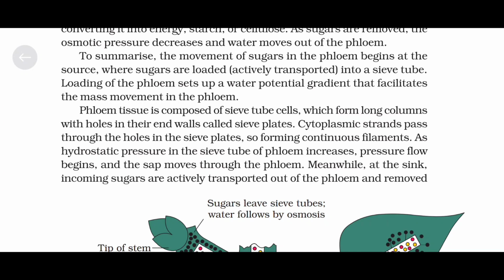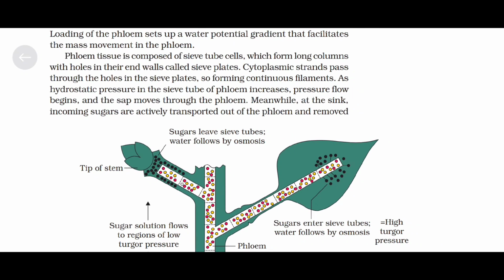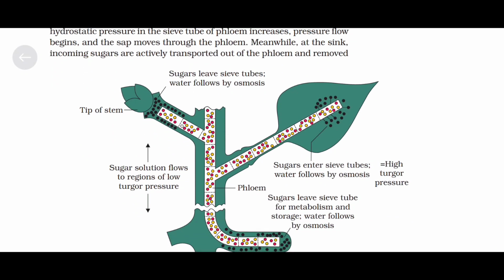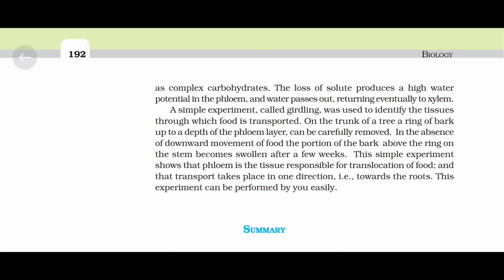As hydrostatic pressure in the sieve tube of phloem increases, pressure flow begins and the sap moves through the phloem. Meanwhile, at the sink, the incoming sugars are actively transported out of the phloem and removed as complex carbohydrates. The loss of solute produces a high water potential in the phloem and water passes out, returning eventually to the xylem. A simple experiment called girdling was used to identify the tissues through which food is transported.